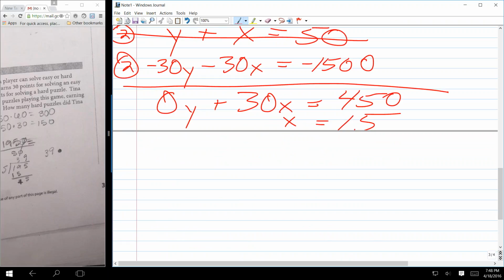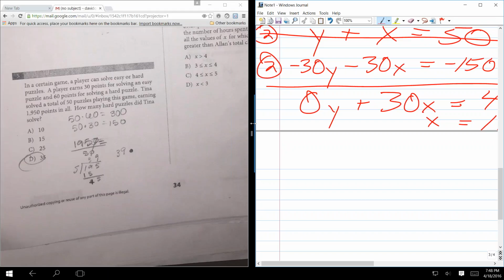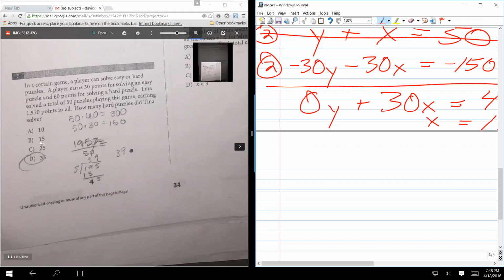15 is the answer. In other words, most of the time, they're going to want you to solve for both variables. But in this particular case, they didn't. They only wanted you to solve for one variable, and we did. It's 15.